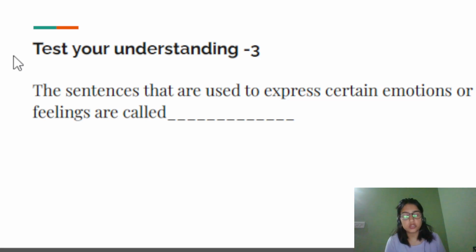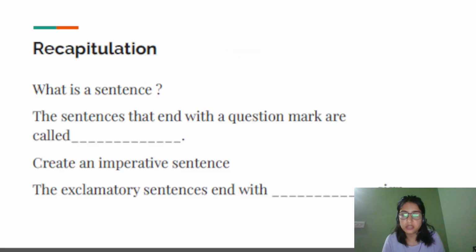Yes, so the answer to this question is that they will be falling under the category of exclamatory sentences, because in case of exclamatory sentences, feelings are being expressed. So we'll be moving forward with this. Good job, you have done well.